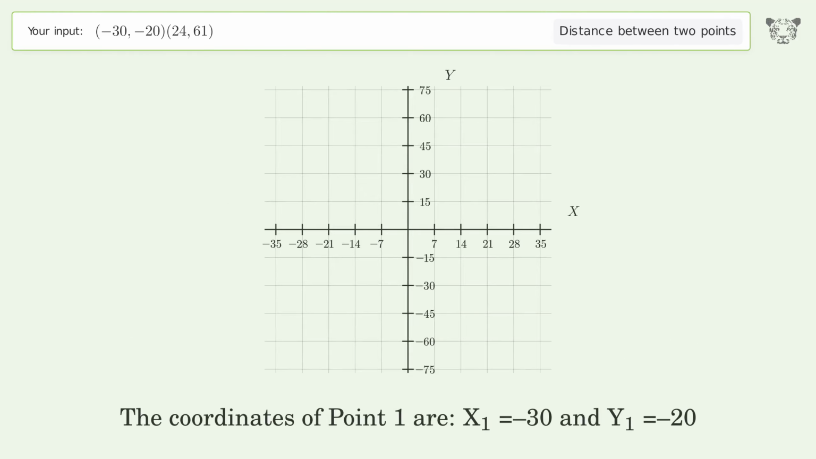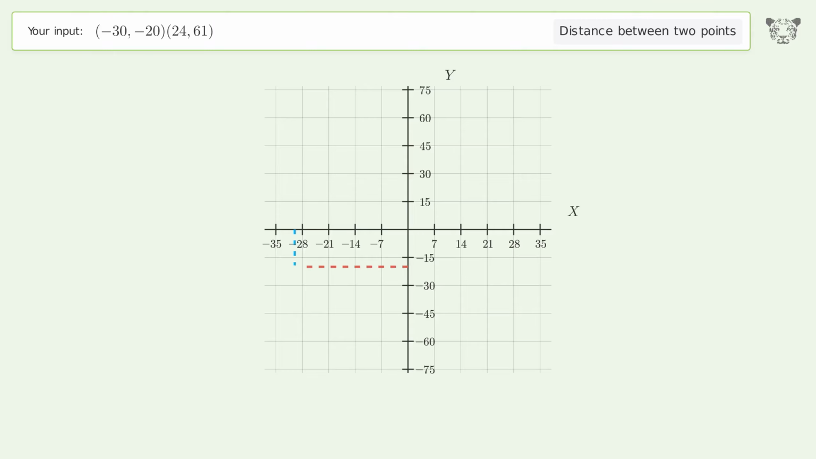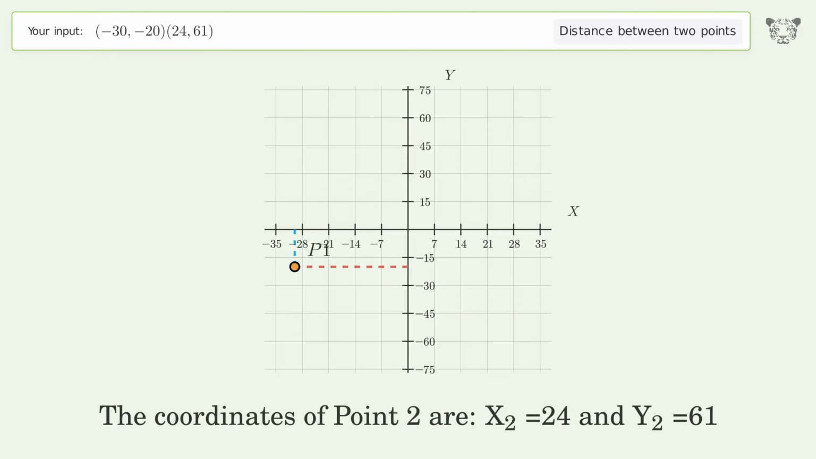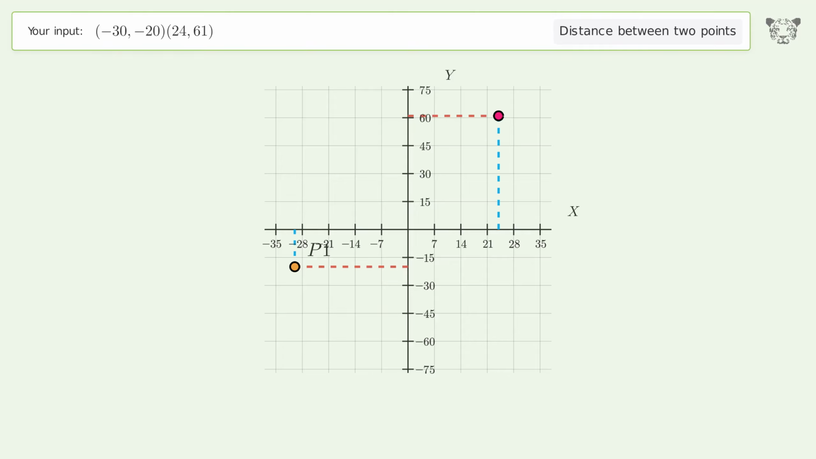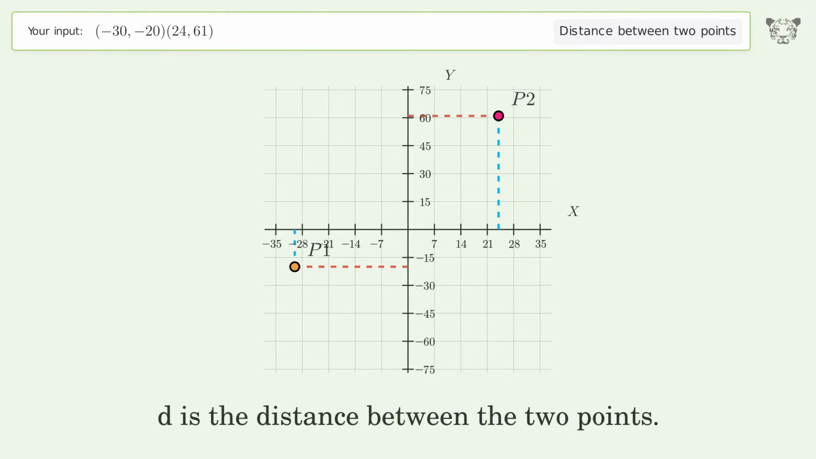The coordinates of point 1 are x1 equals -30 and y1 equals -20. The coordinates of point 2 are x2 equals 24 and y2 equals 61. D is the distance between the 2 points.